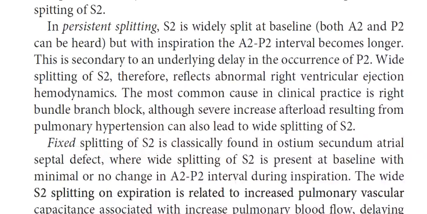In persistent splitting, S2 is widely split at the baseline. Both A2 and P2 can be heard. But with inspiration, the A2-P2 interval becomes longer. This is secondary to an underlying delay in the occurrence of P2. Wide splitting of S2 therefore reflects abnormal right ventricular ejection hemodynamics. The most common cause in clinical practice is right bundle branch block, although severe increase in afterload resulting from pulmonary hypertension can also lead to wide splitting of second heart sound.